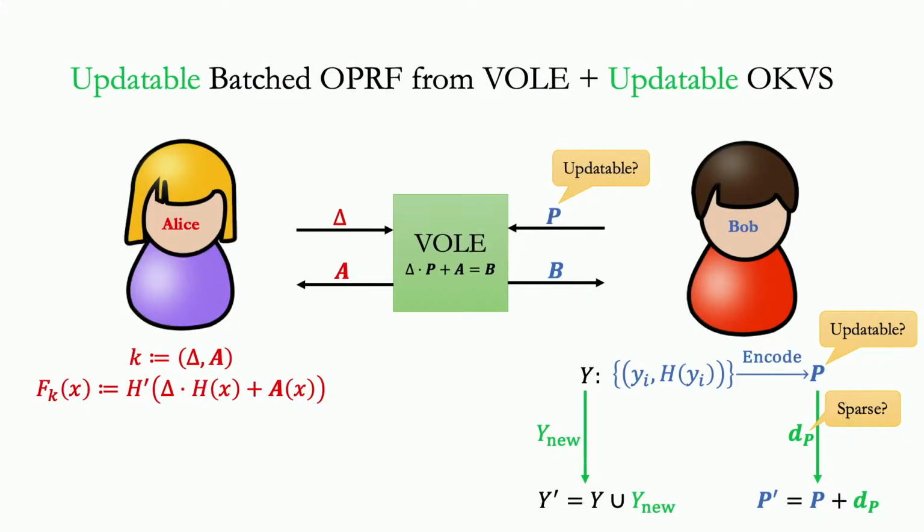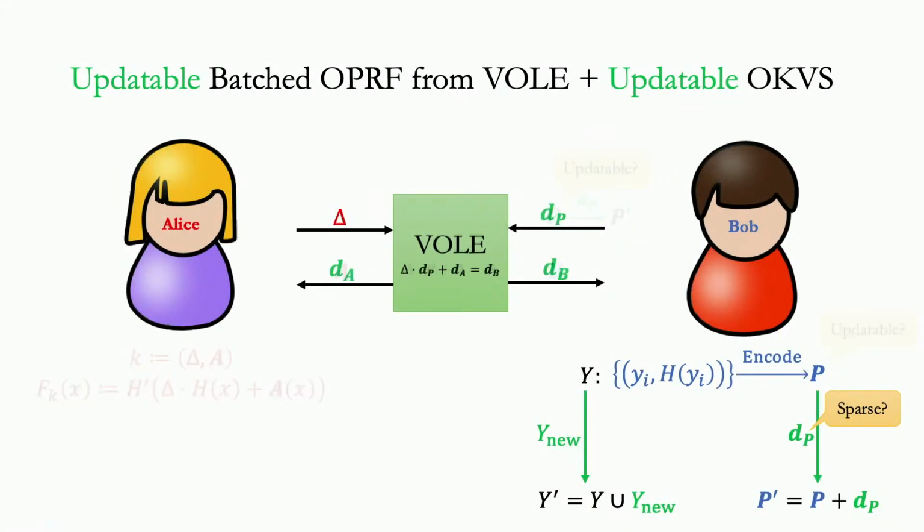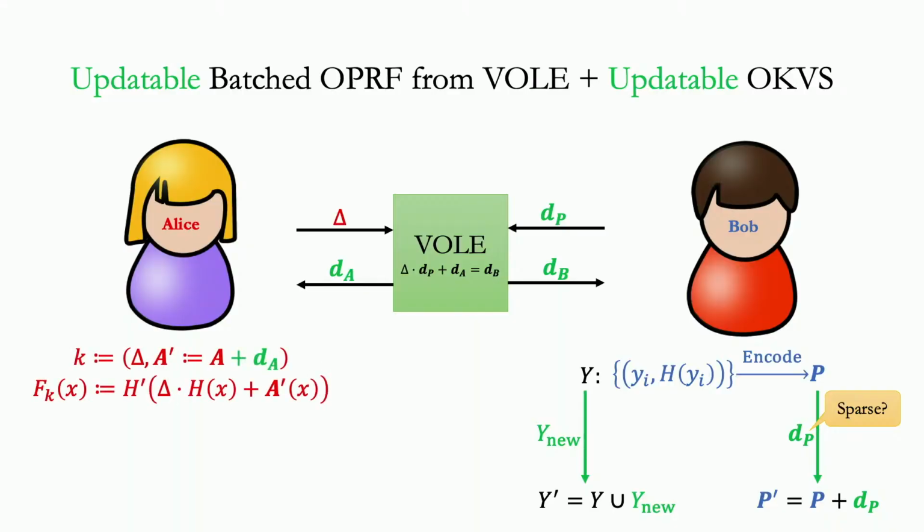If you can do that, then the only thing that you need to do is to update this vol correlation by adding a small, like sparse vector here. And this can be done by running another vol protocol on this sparse vector. As long as this is sparse, you can do it efficiently with low communication. And then Alice can update the key and so on.